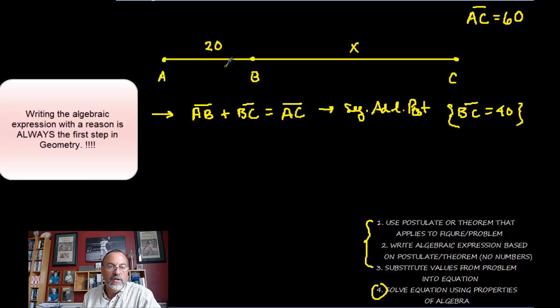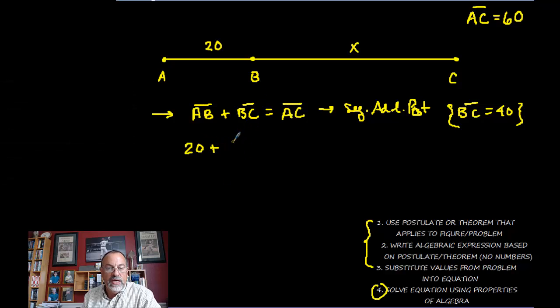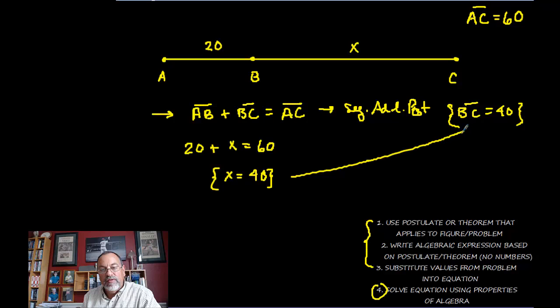Now I can go in and put the numbers in. So AB is 20, so that's 20, plus BC, that's x, equals AC. I'm told up here that AC is 60. Now I can go ahead and subtract 20 from both sides, so x is equal to 40. So yes, I arrived at the same answer that I got without writing all this down.